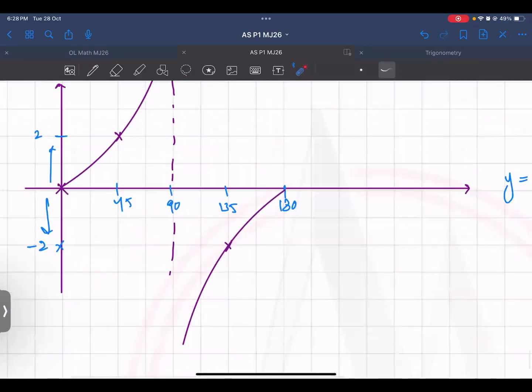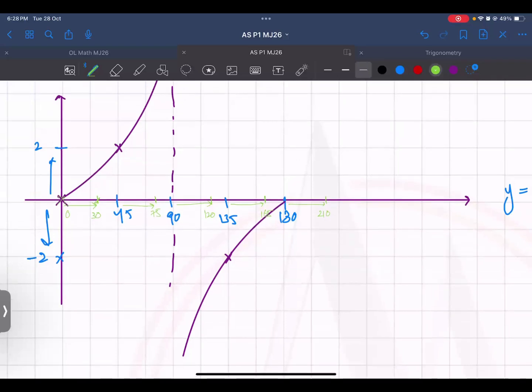So this means what will happen to this point? This is 0. This will move 30 to the right, so 0 will become 30. 45 will become 75. 90 will become 120. And 135 will become 165. 180 will become 210.